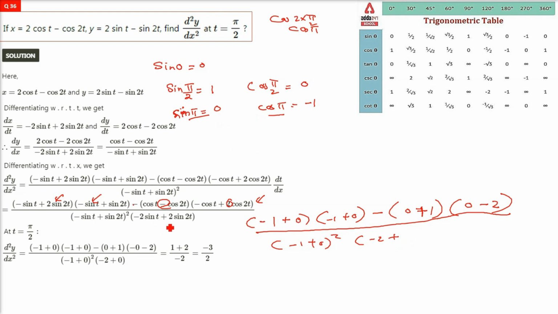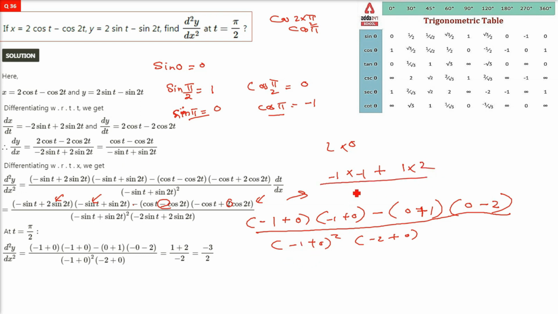Plus, what is this? 2 sin 2t, sin pi is 0, so just place 0 here. Now there is just a simple computation. So minus 1 into minus 1 is going to be plus 1. Then you have negative here. It will be 0 plus 1 is 1, and then we have minus 2, so minus minus become plus.